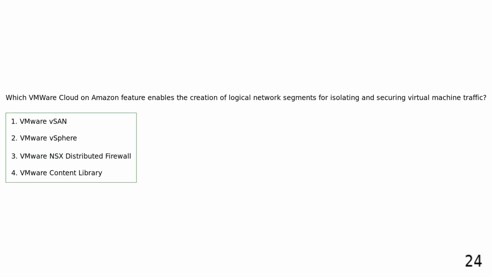Which VMware Cloud on Amazon feature enables the creation of logical network segments for isolating and securing virtual machine traffic? VMware vSAN. VMware vSphere. VMware NSX Distributed Firewall. VMware Content Library.